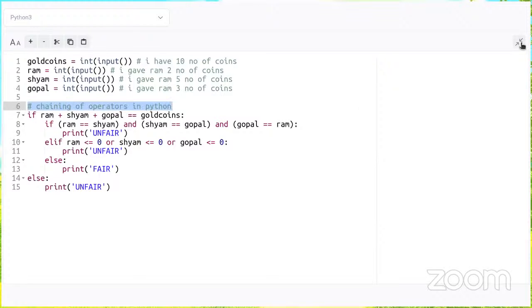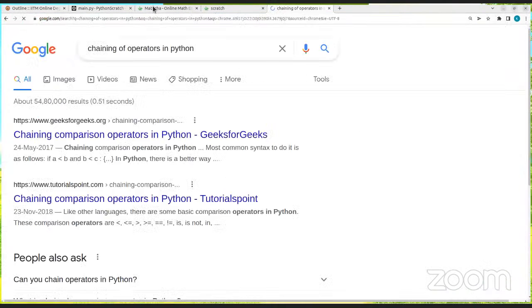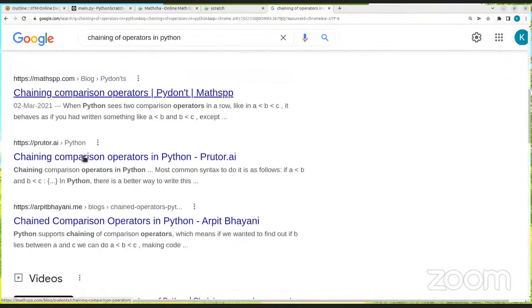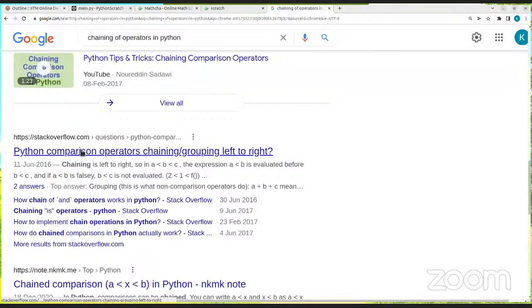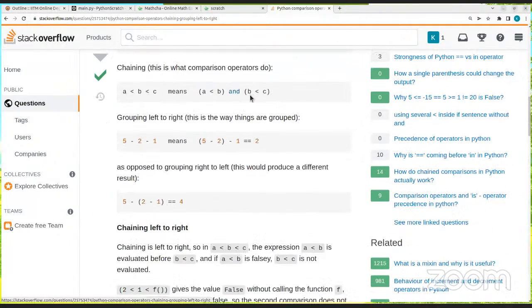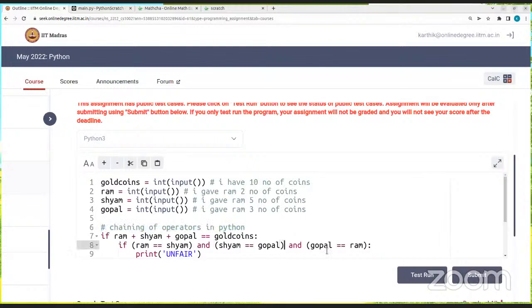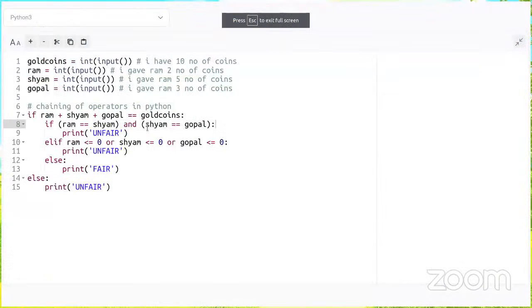You can read up more about chaining. Please search for all these things, it's very easy to search. For example, A less than B less than C means A less than B and B less than C. So A equal to B equal to C would mean A equal to B and B equal to C. So this is what your statement is; the or condition does not come in there, it represents an and condition.